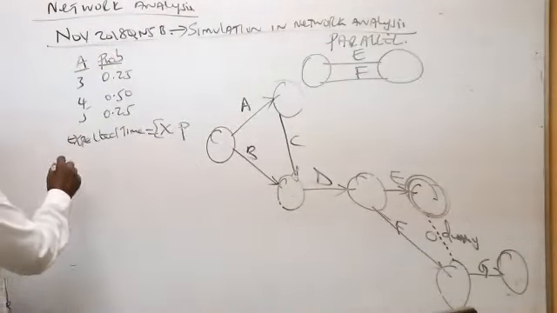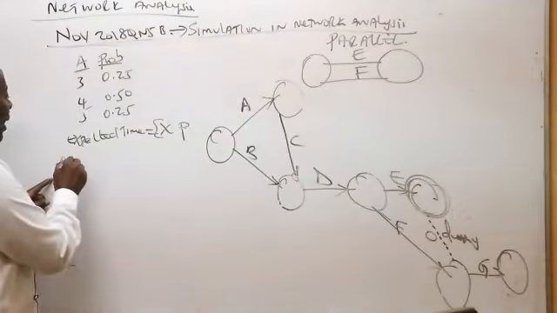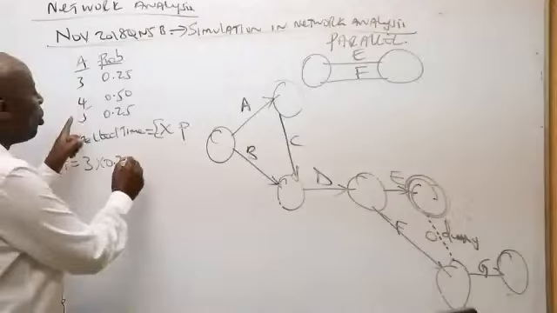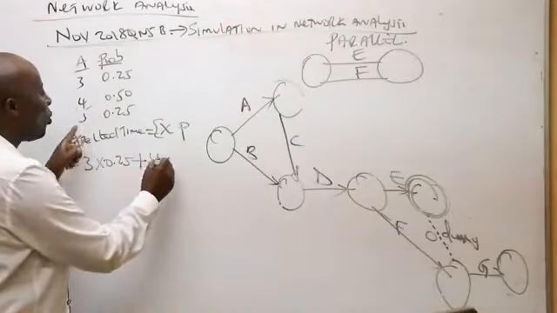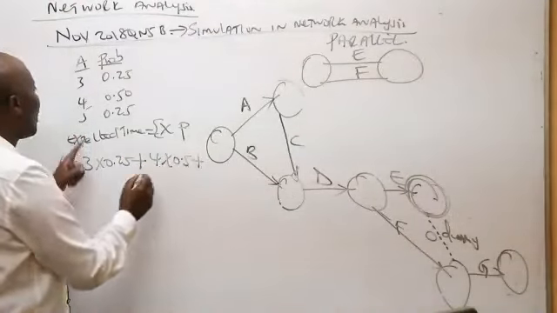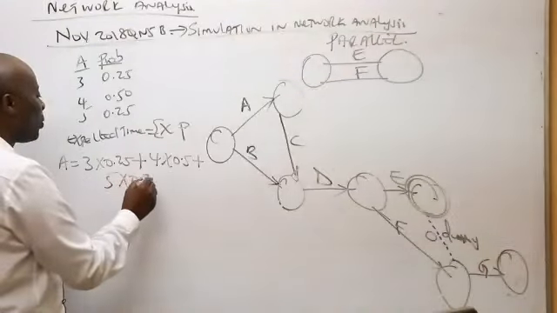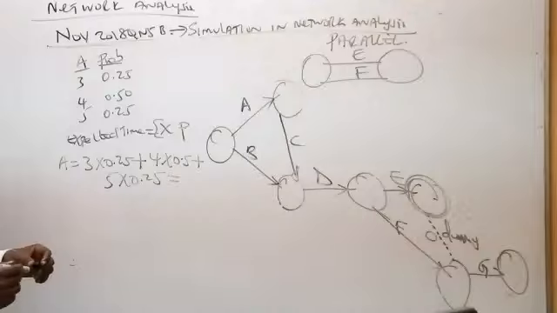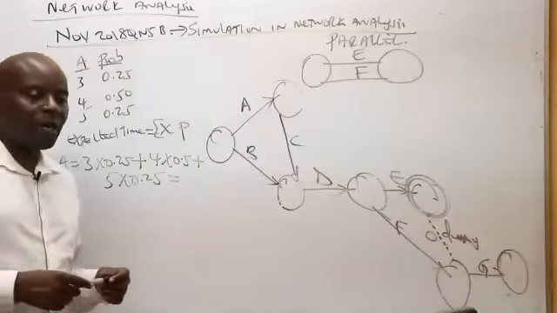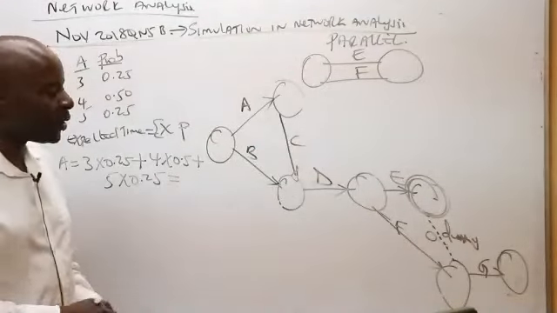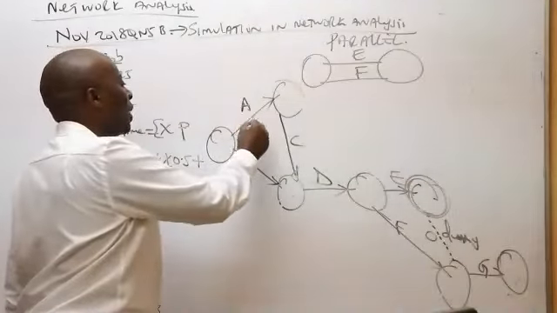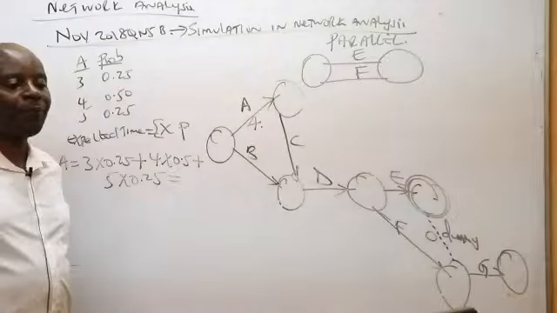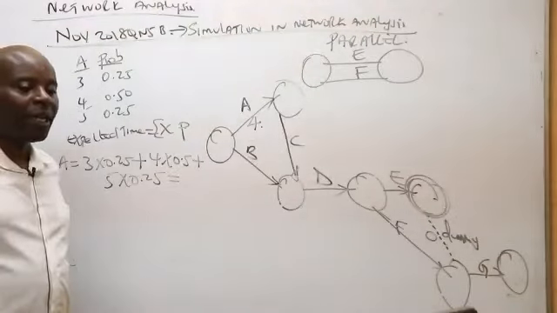So then what do we have, ladies and gentlemen? For A, I have 3 times 0.25 plus 4 times 0.5 plus 5 times 0.25. Could you kindly give me the expected figure for A? James tells me that A will take exactly 4 weeks. Expected time for A is 4.